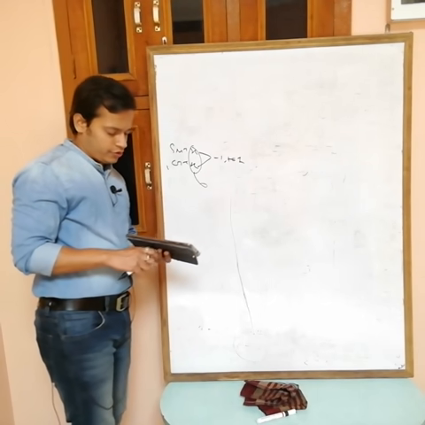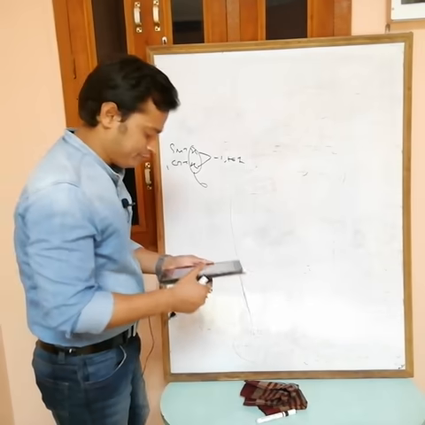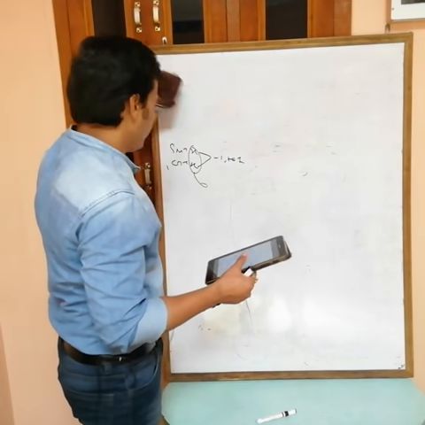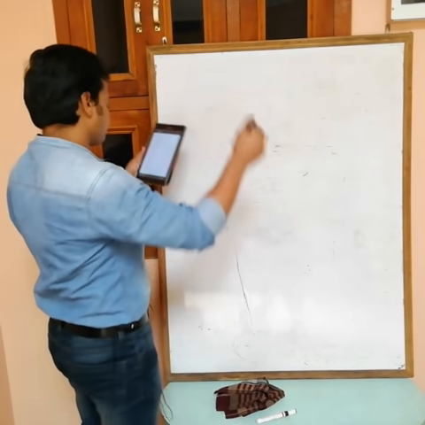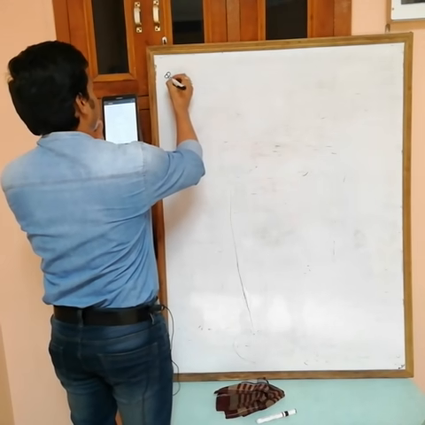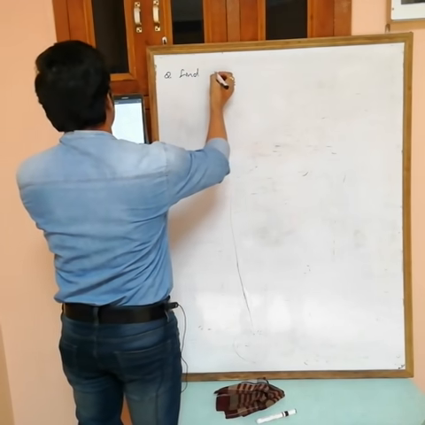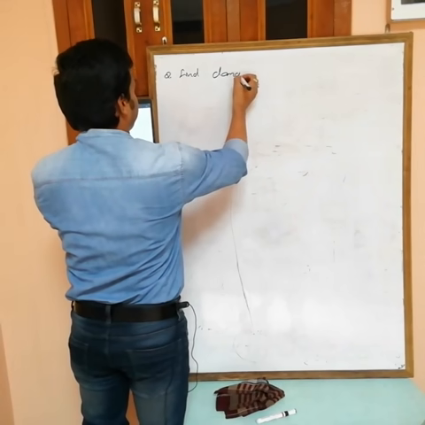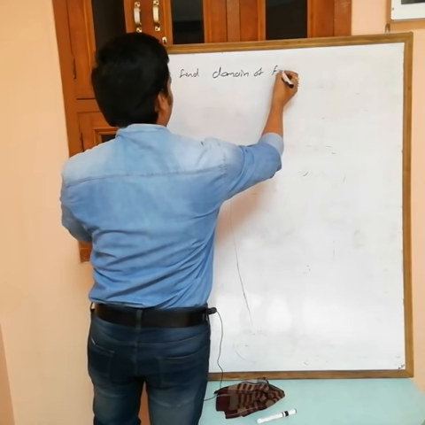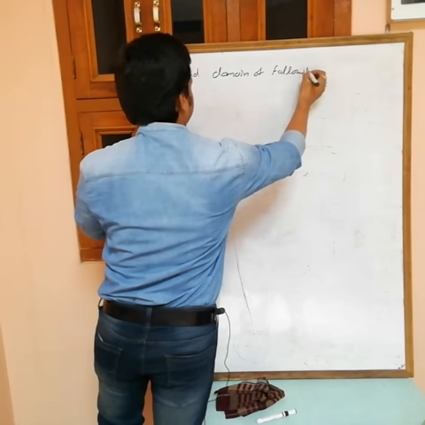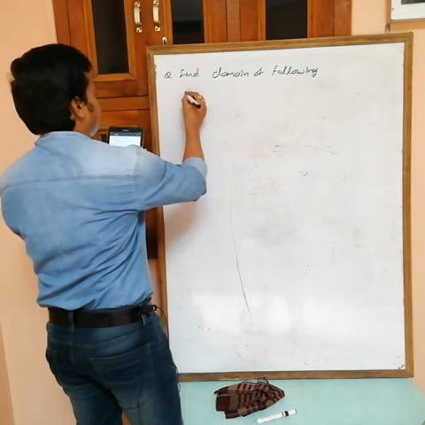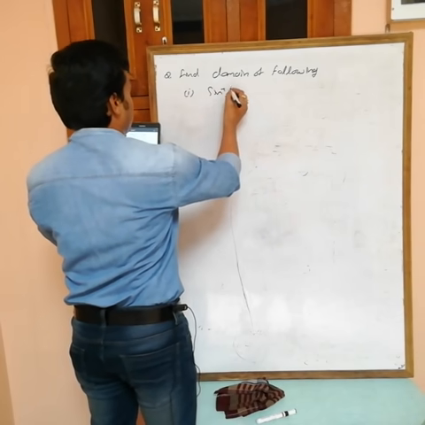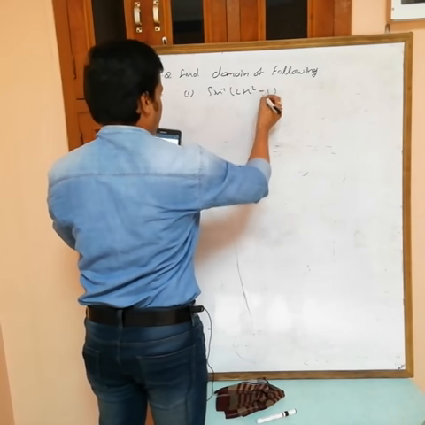Okay, so these things are done now. Now write a question. Find the domain of the following. First one, sine inverse of 2x square minus 1.